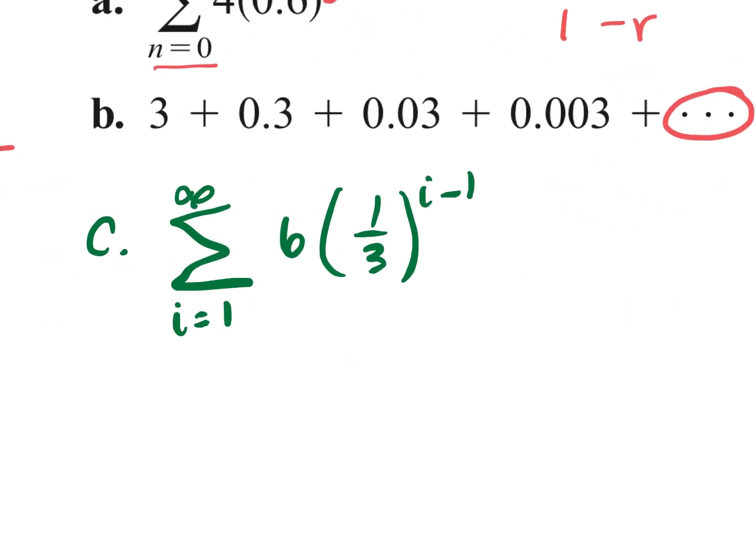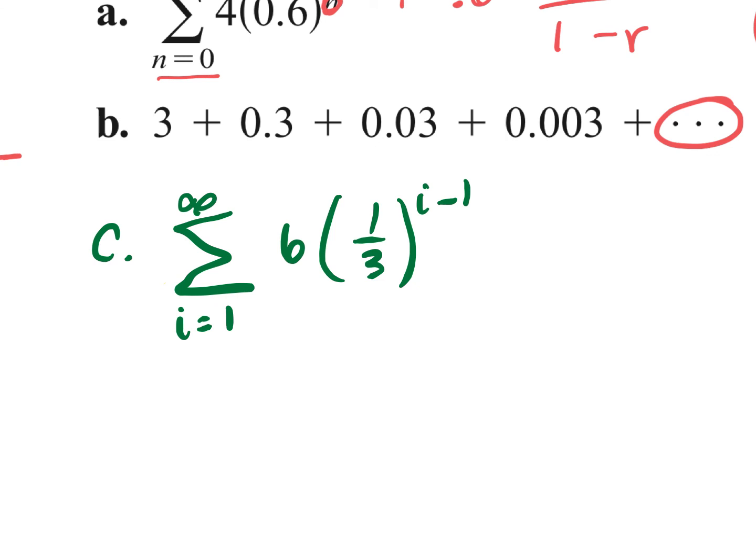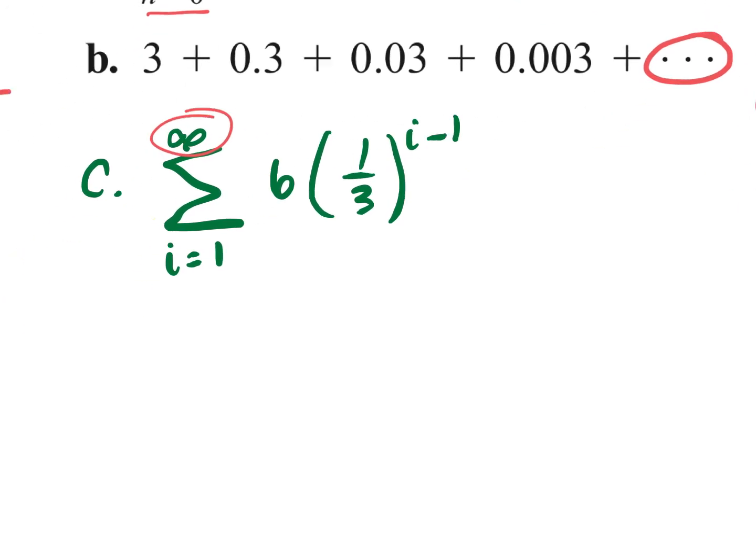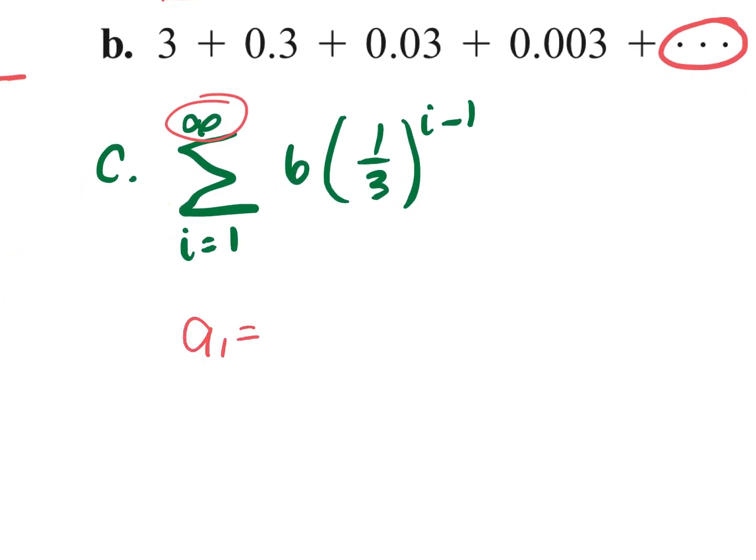All right, this is one that I just made up myself. How do I know that this is infinite? Because I see the infinity sign. Okay, so I'm like, oh awesome, I just need two things. I need the first term, and I need my ratio. Looking at this, what is my ratio? 1/3, good. And then how do I figure out what the first term is? I plug in 1. Why am I plugging in 1 this time? I did 0 the last time. Because whatever is down here is your first term.